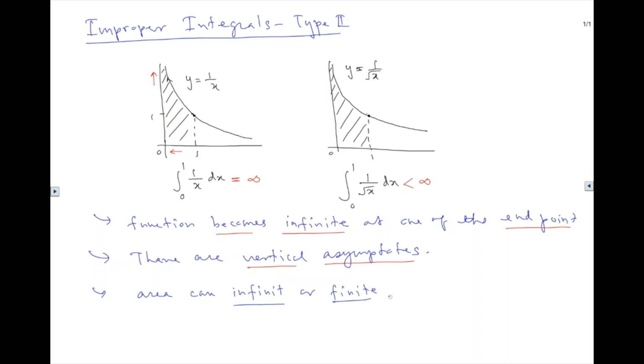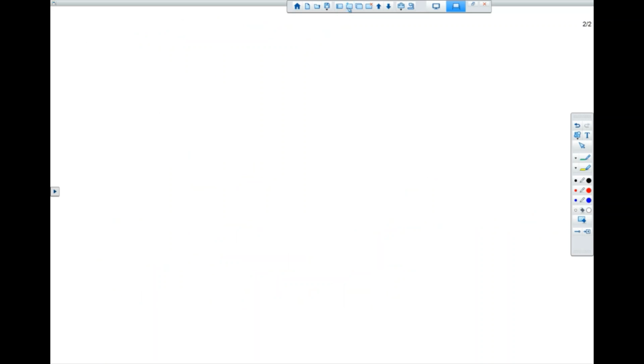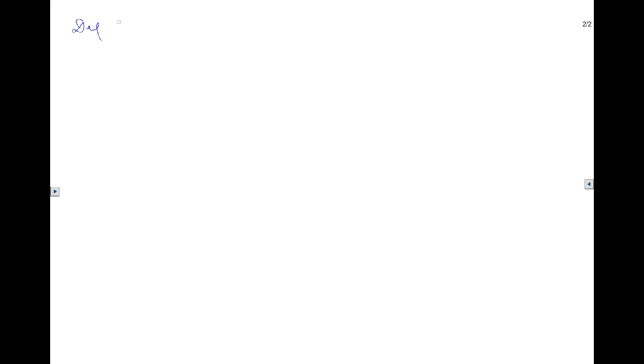So what we do next is we look at the corresponding definition, and from the definition we're going to do some problems. So let's look at the definition. As before, we have three cases.